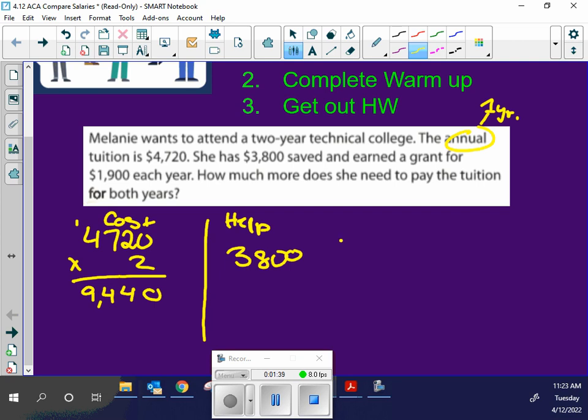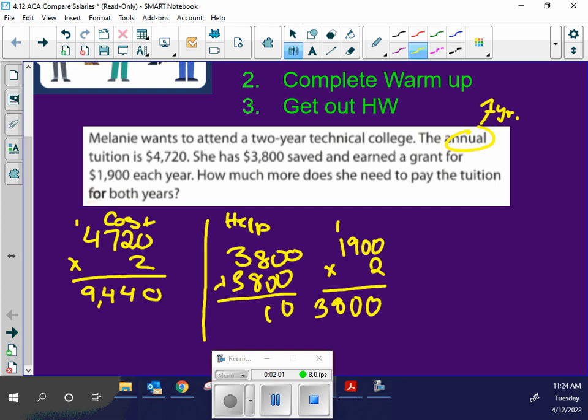So let's do that real quick. 1,900 times 2. 0 by 2 is 0. 0 by 2. 9 by 2. Here's that 1. 1 by 2 plus 1. 3,800. So that is from the grants, and then that is for savings. We need to do addition. Sorry, my numbers are a little weird. 8 plus 8. Carry that 1. That gives me 7.